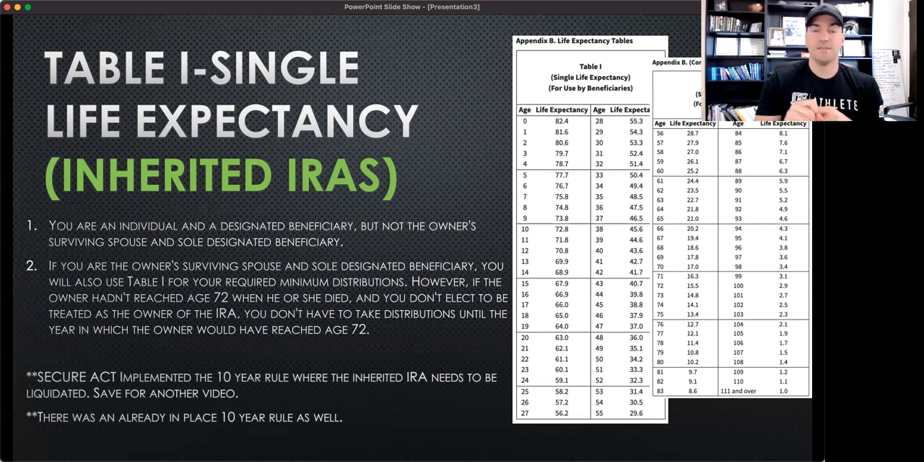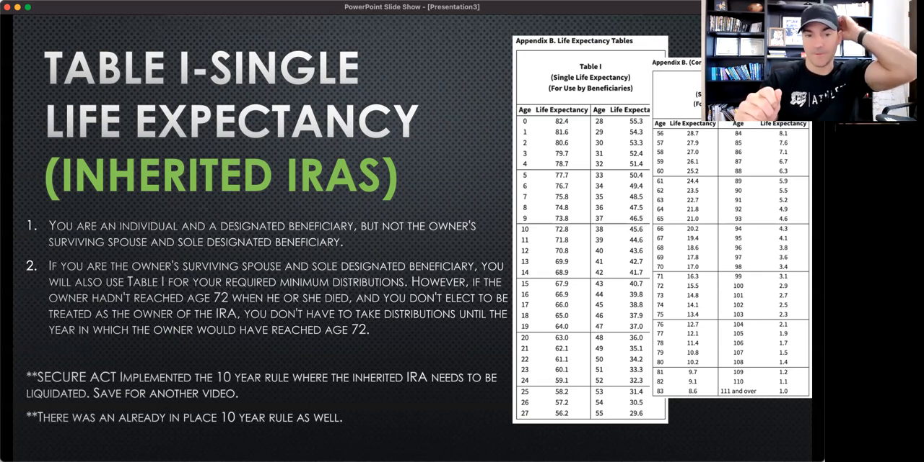The second option comes directly from the IRS website. It's a mouthful, let me read through it. If you are the owner's surviving spouse and sole designated beneficiary, you will also use Table 1 for your required minimum distributions, directly from the IRS website, Publication 590. However, if the owner hadn't reached age 72 when he or she died, 72 is the new required beginning date where you need to take required minimum distributions.